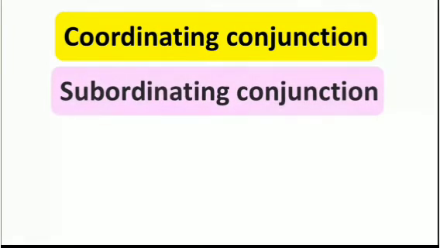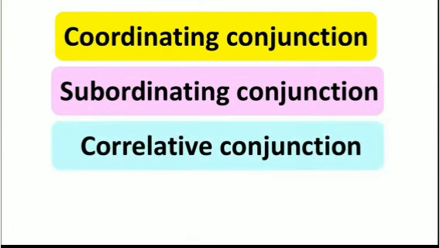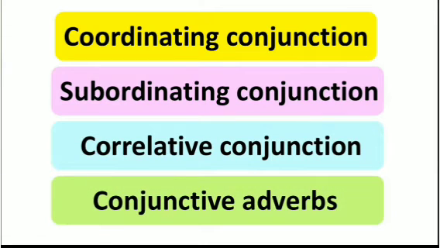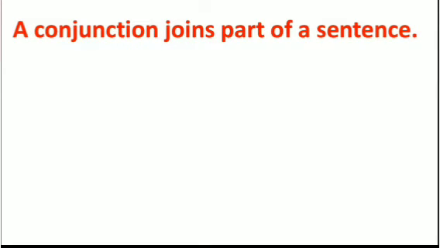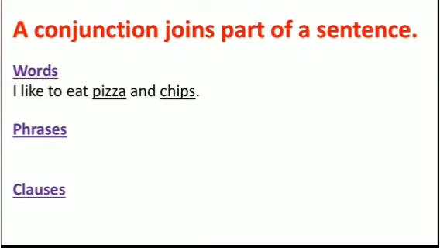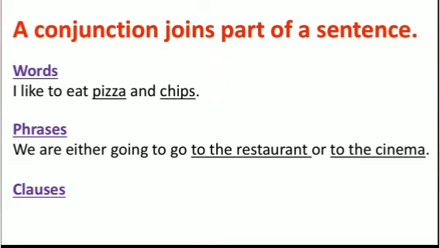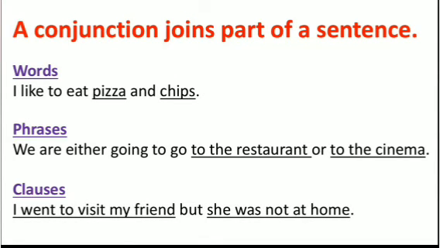There are 4 types of conjunctions: coordinating conjunction, subordinating conjunction, correlative conjunction, and conjunctive adverbs. A conjunction joins part of a sentence. This includes joining words, phrases, and clauses. An example of joining words includes, I like to eat pizza and pasta. An example of joining phrases includes, we are either going to go to the restaurant or to the cinema. An example of joining clauses includes, I went to visit my friend, but she was not at home.